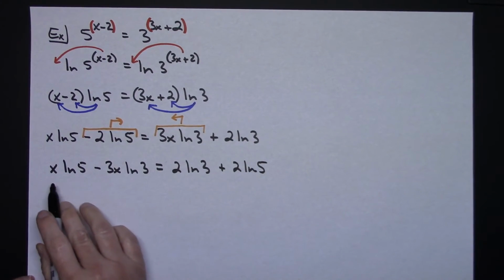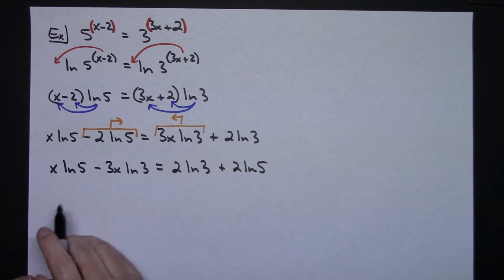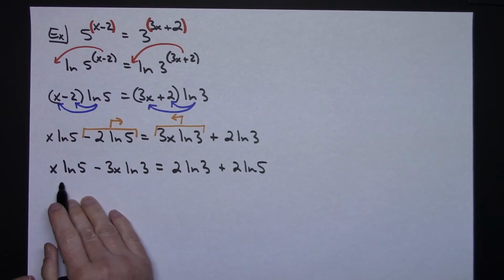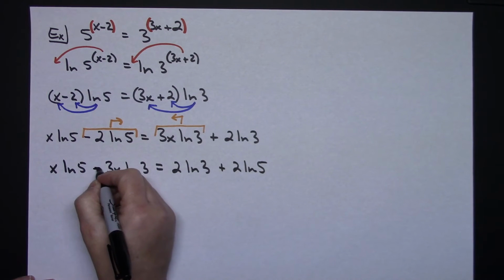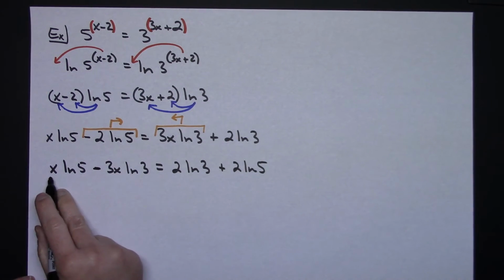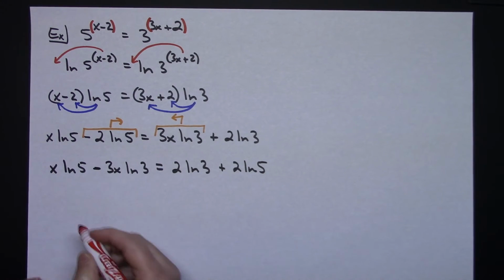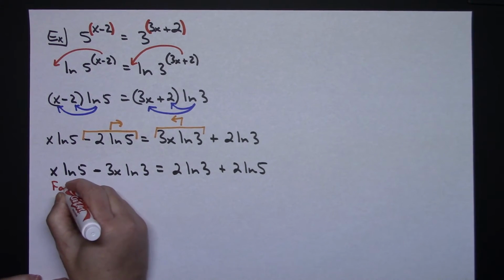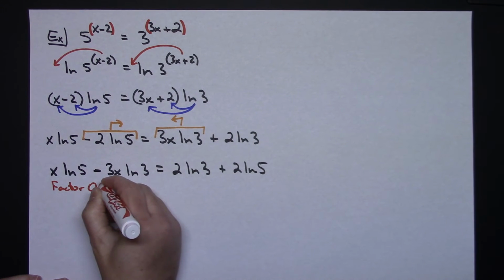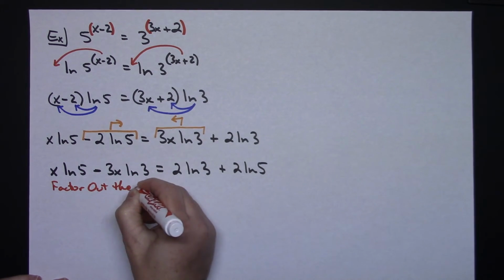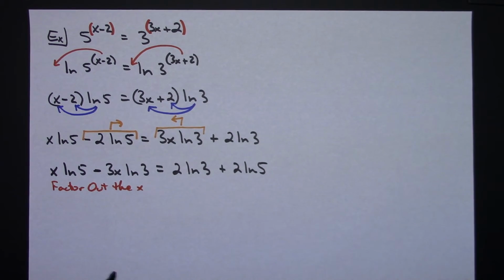Okay, now at this point I'm still trying to solve for x. Over here I've got 2 terms because they're separated by this minus sign right here. So I'm going to factor out the x. Let's say that: factor out the x. Because you've done factoring for a long, long time at this point.